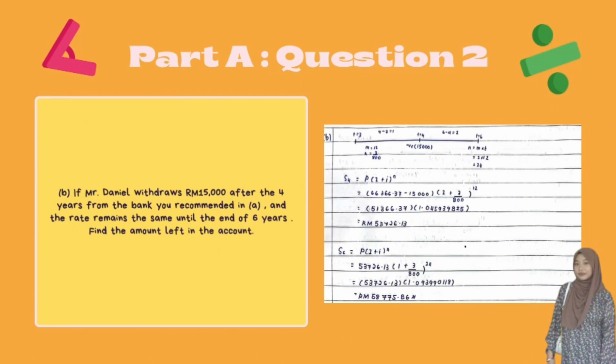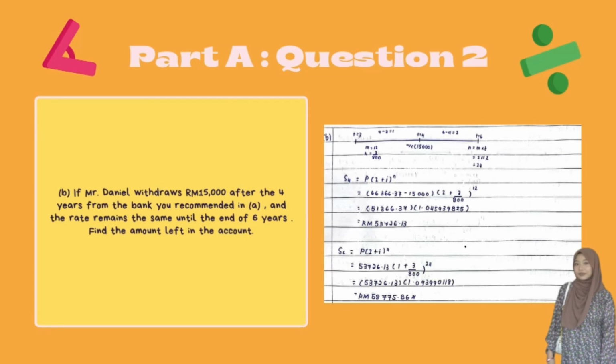First, we're going to calculate the first 4 years. The formula is S4 equal P(1 plus I)^N. The substitute is (66366.37 minus 15000)(1 plus 3 per 800) to the power of 12. And the final answer is 53426.13 ringgit.